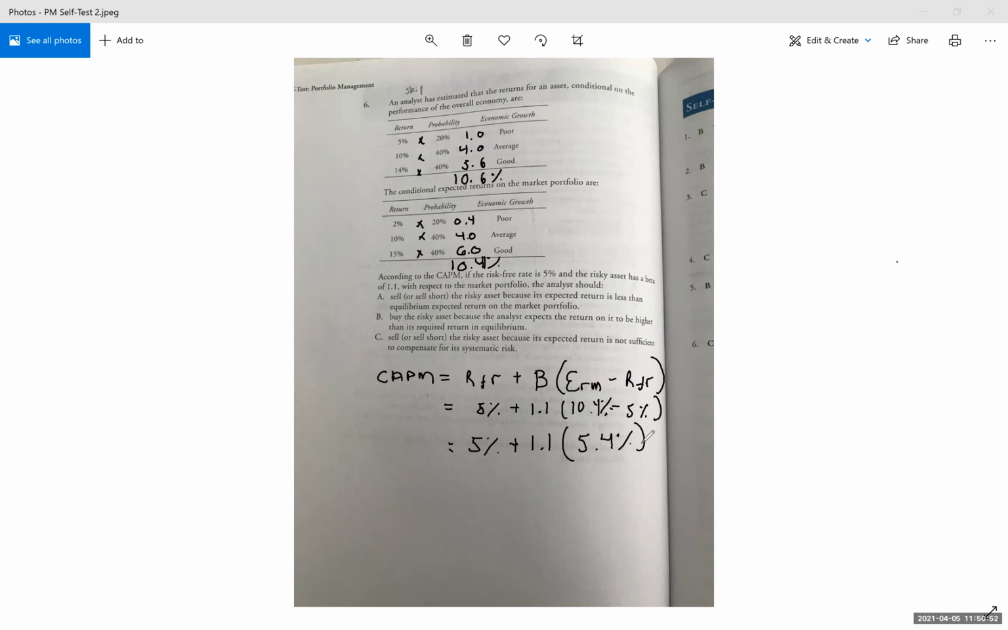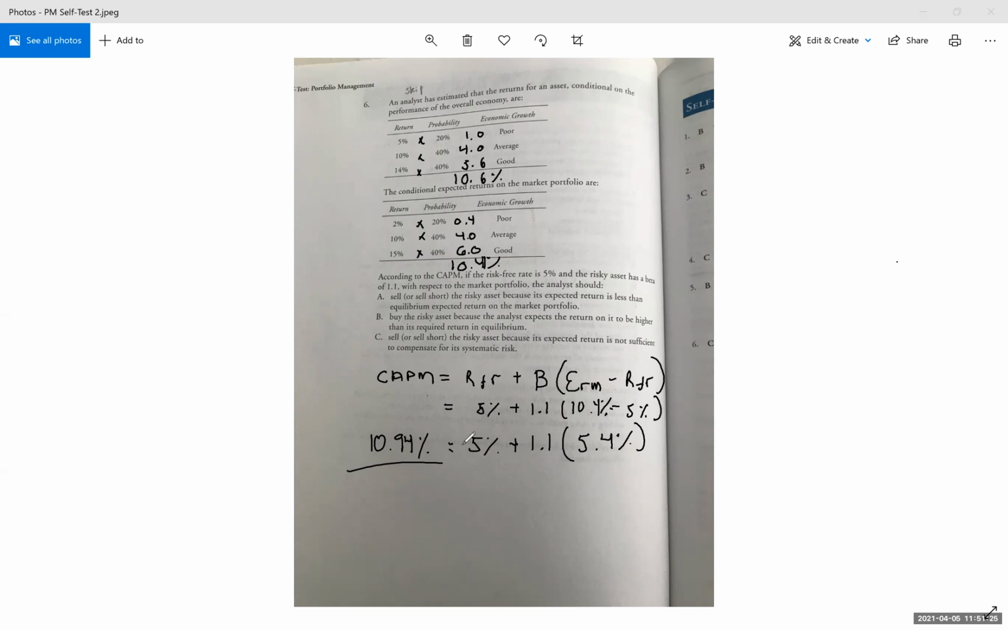So 5.4 times 1.1, you should get 5.94. We're going to add back that 5% risk-free rate, and we get 10.94%. So what is this telling us? Here, we're saying that if we're going to invest in this security, this risky asset, as savvy investors, we expect at least 10.94%.